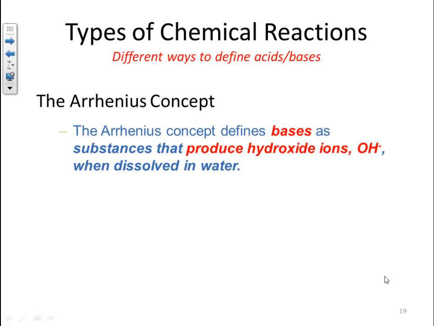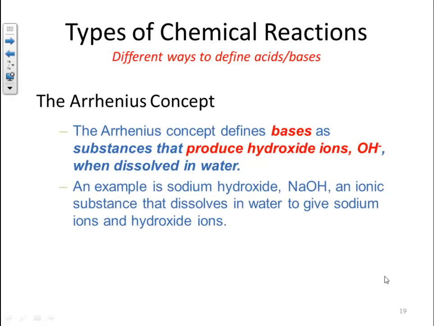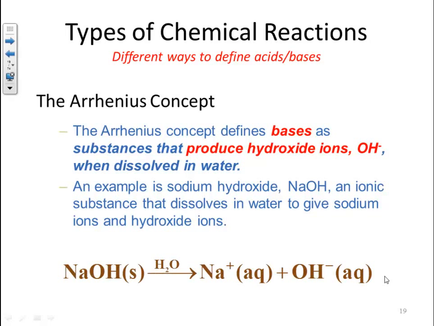The Arrhenius concept defines bases as substances that produce hydroxide ions when dissolved in water. An example is sodium hydroxide, an ionic substance that dissolves in water to give sodium ions and hydroxide ions. So you get sodium hydroxide breaking up to form sodium ions and hydroxide ions.